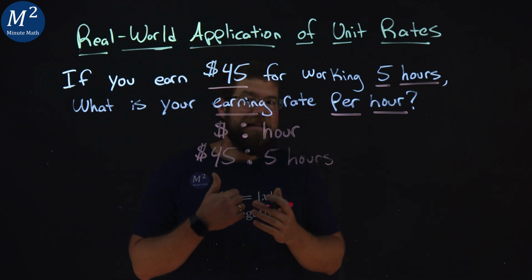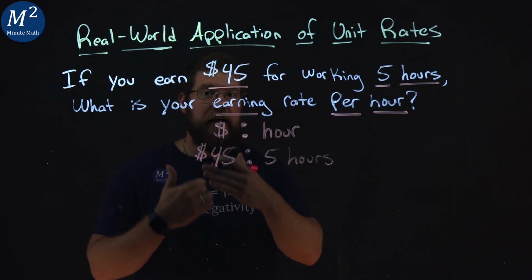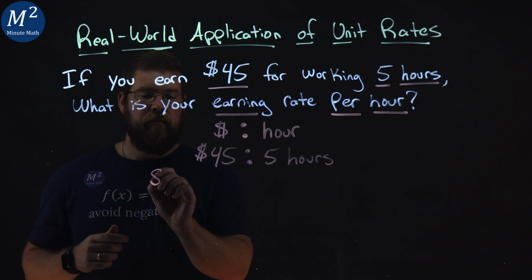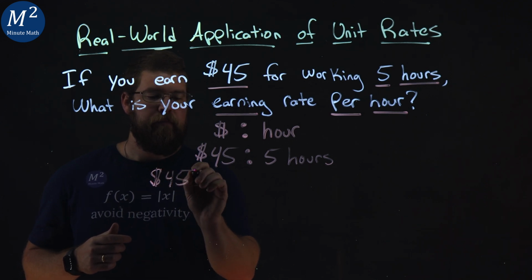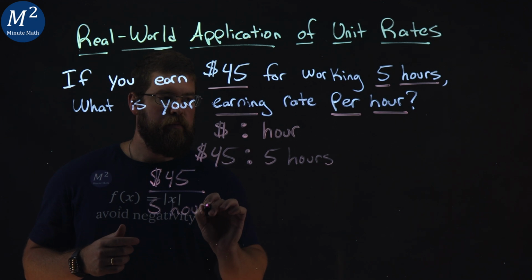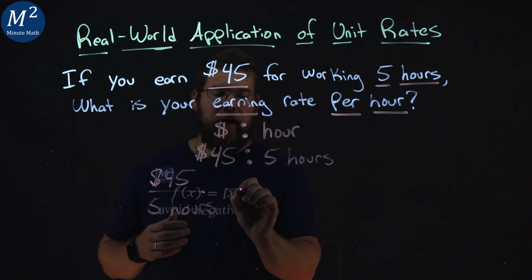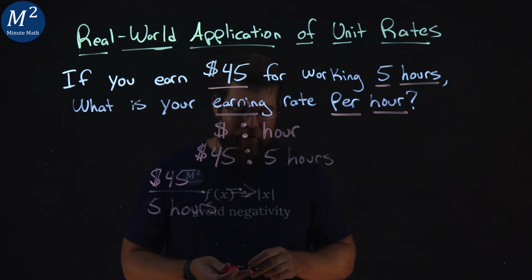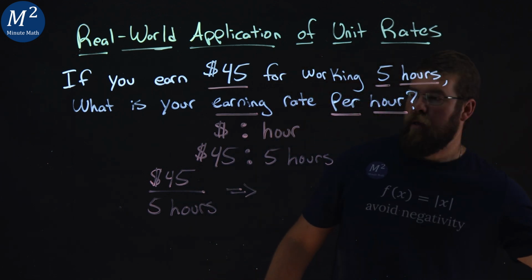And now we can write this ratio as a fraction. 45 per 5 hours. So we have $45 per 5 hours.